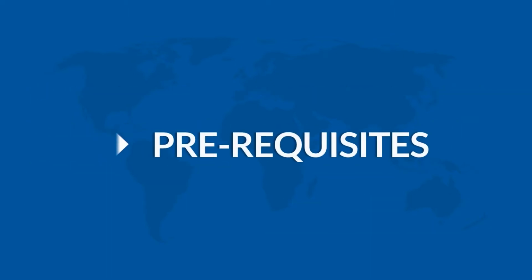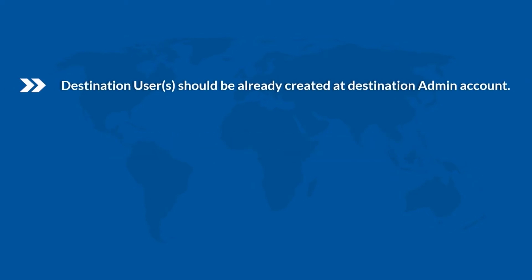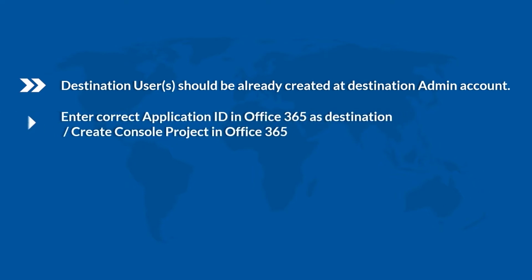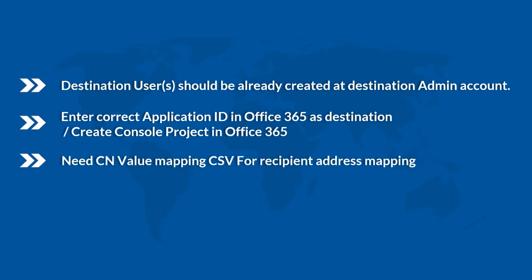Now let's check out the prerequisites. Destination user or users should already be created, along with a destination admin account. Make sure you enter the correct application ID in Office 365 as destination and create a console project in Office 365. And for recipient address mapping, you need a CN value mapping CSV.